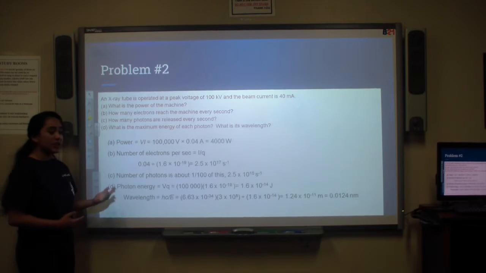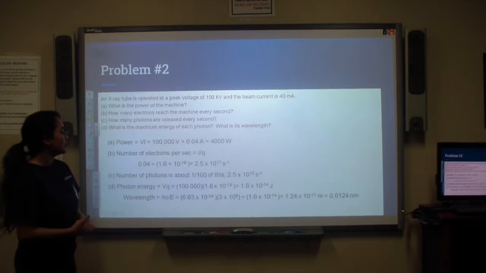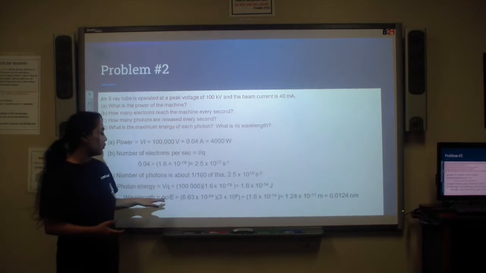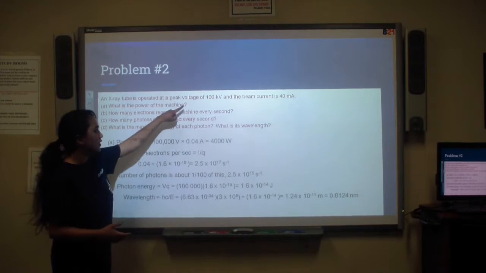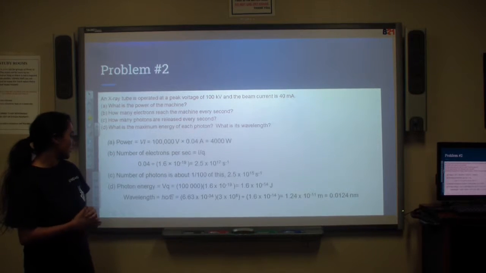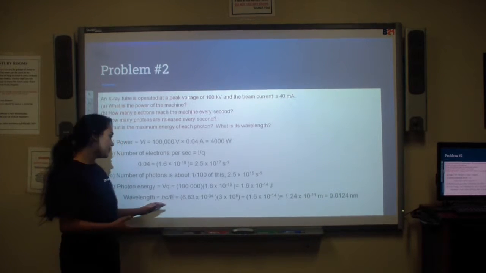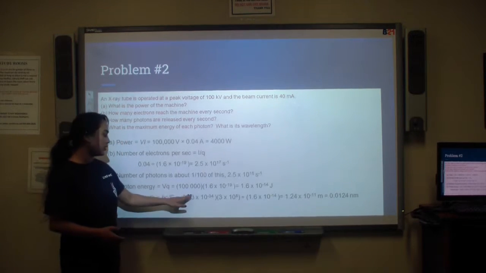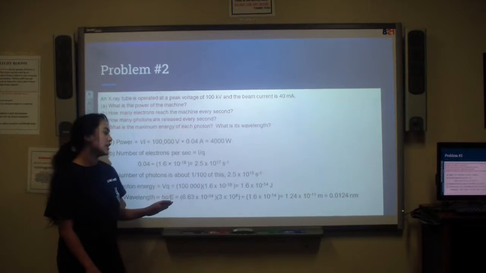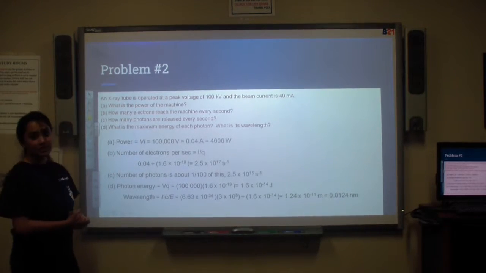In order to find photon energy, we use the equation volts times charge. The volt in this problem is given to be 100,000 volts, seen as 100 kilovolts, and the charge of an electron is 1.6 times 10 to the negative 19. So when we multiply the volts times the charge of an electron, we get 1.6 times 10 to the negative 14 joules as our photon energy.